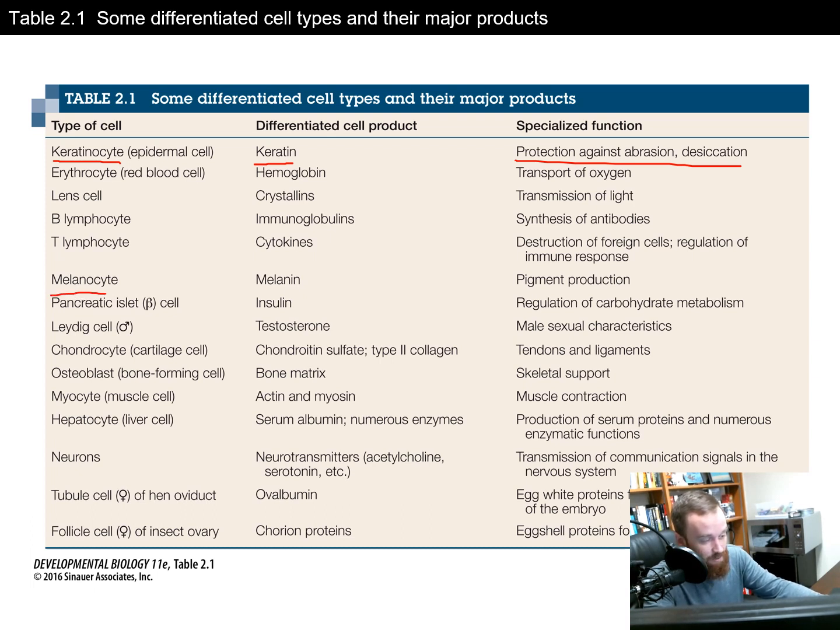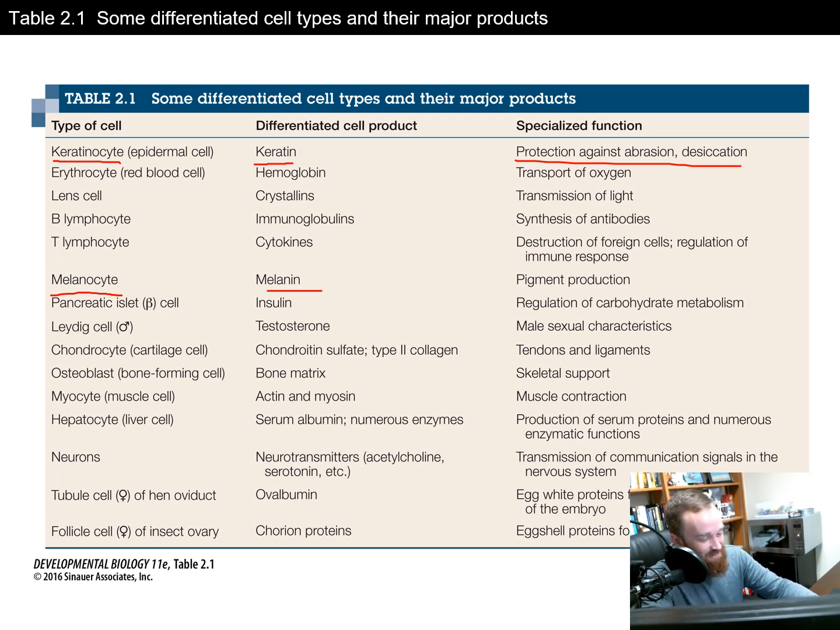Melanocyte produces melanin, which is the pigmentation in your skin, which I'm extremely lacking. However, those of you that are able to get tan, the sun will stimulate these melanocytes and produce more melanin, and then you have this nice golden tan. I'm not bitter, I'm just jealous.